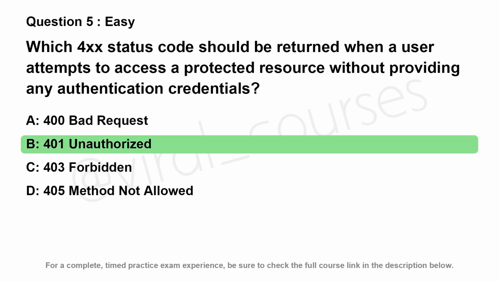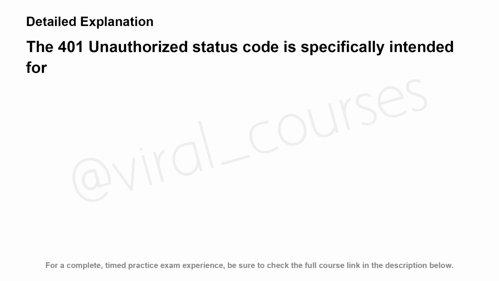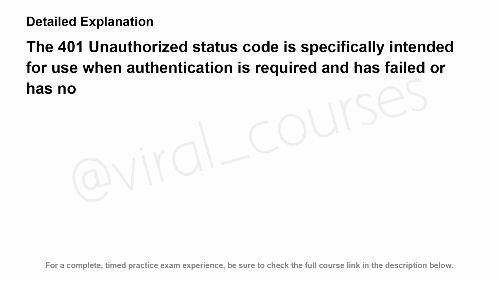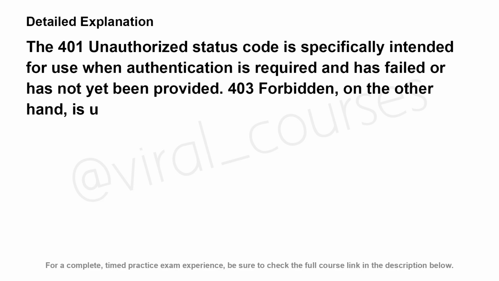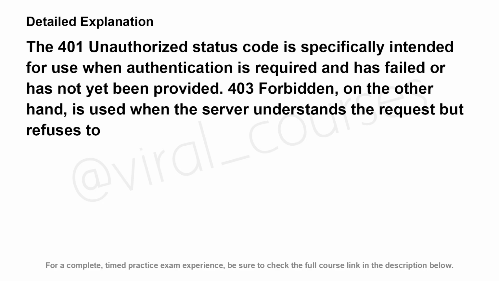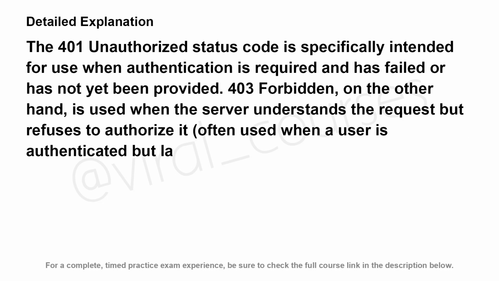The correct answer is B. The 401 Unauthorized status code is specifically intended for use when authentication is required and has failed or has not yet been provided. 403 Forbidden, on the other hand, is used when the server understands the request but refuses to authorize it. It is often used when a user is authenticated but lacks specific permissions.